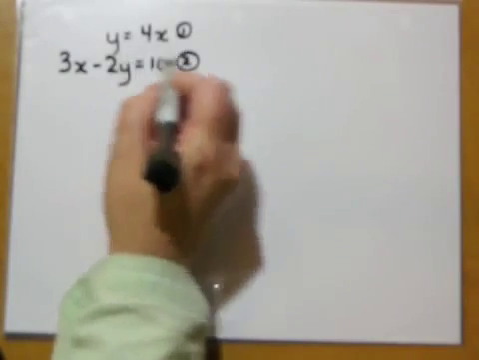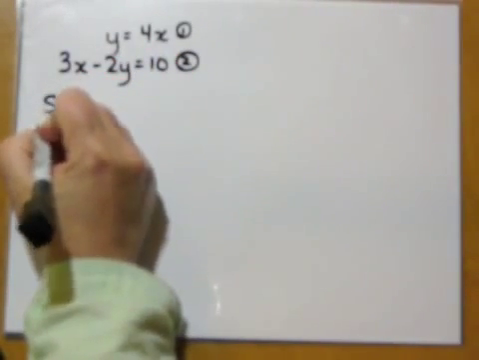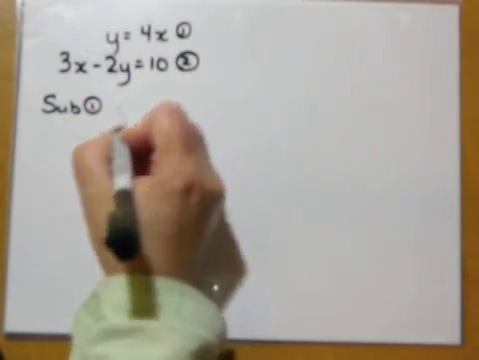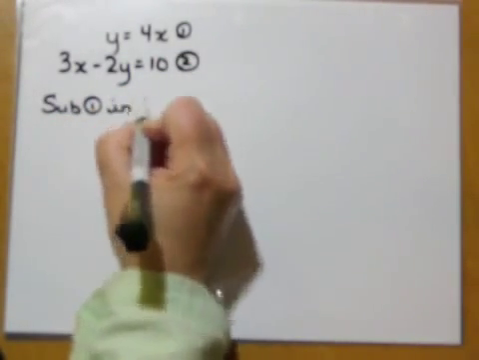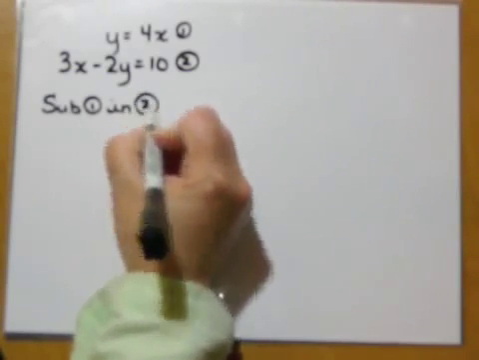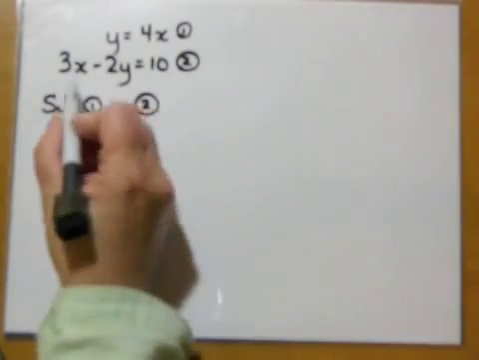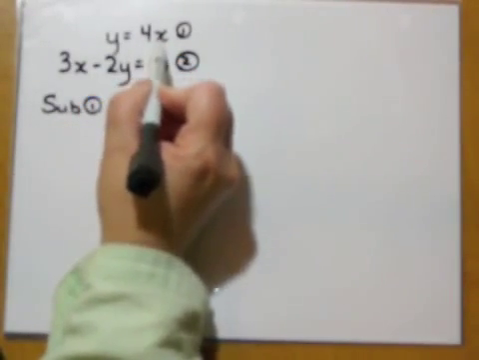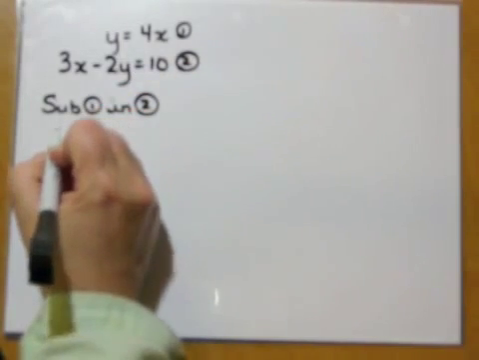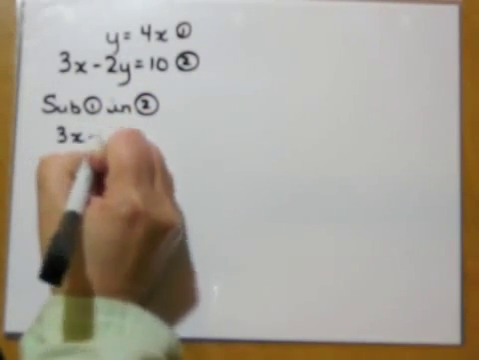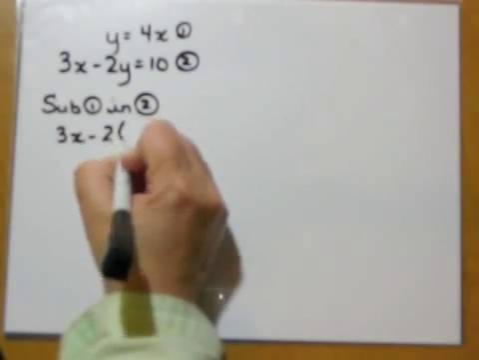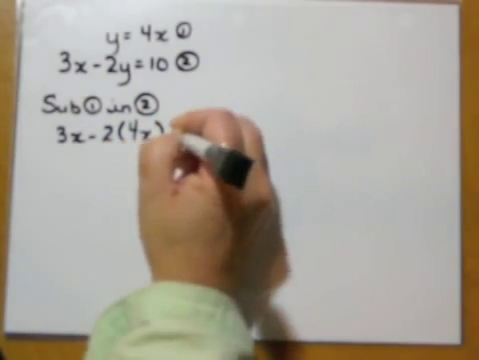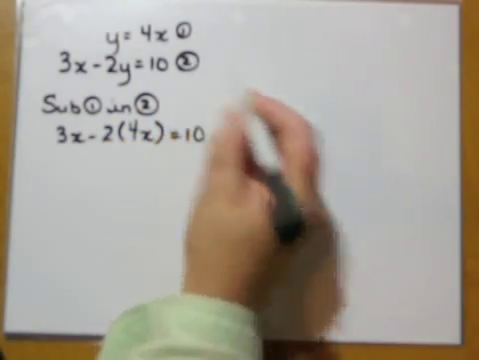So I'm going to take equation 1, and I'm going to say, for communication, sub 1. We're going to take equation 1 and sub it into equation 2. Now what that means is that I'm going to write equation 2 down again, except that since I know y equals 4x, instead of y, I'm going to write 4x. So 3x minus 2y, but instead of y, I'm going to put a set of brackets and write down 4x, and that's going to equal 10 from the second equation.